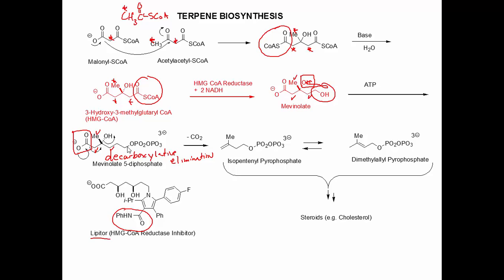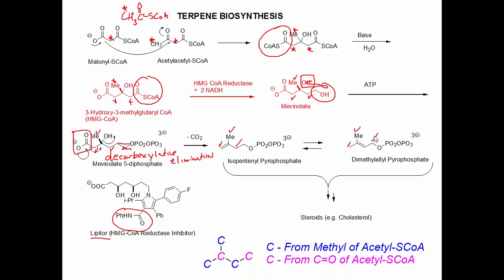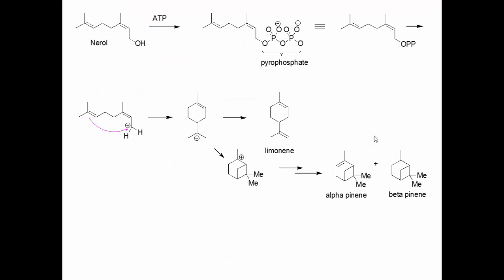I think I may have added an extra carbon here. Okay, sorry about that. So yeah, this one has an extra carbon in it. All right. And there, and there. All right, so if you look at the isoprene building blocks, what we find here is that the carbons I've shown in blue come from the methyl group of acetyl-SCoA, and the carbons that I've shown in magenta come from the C=O group of acetyl-SCoA. That's going to be important in a problem that we're going to look at in a second.